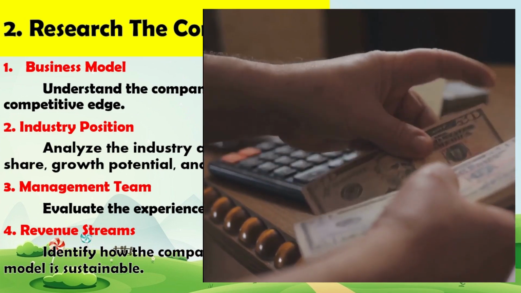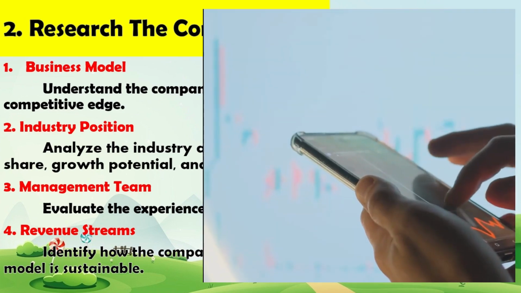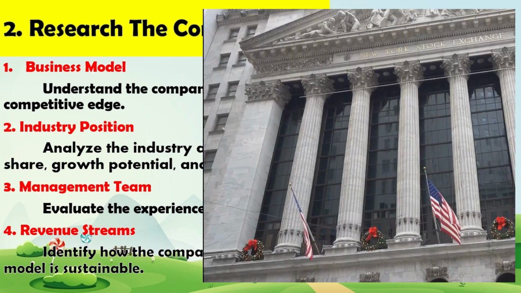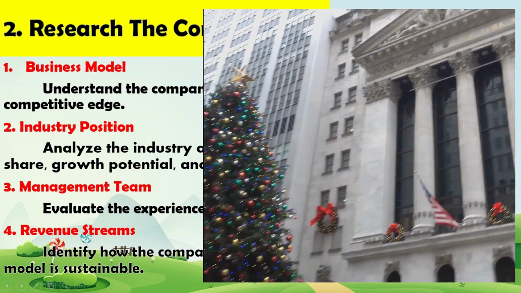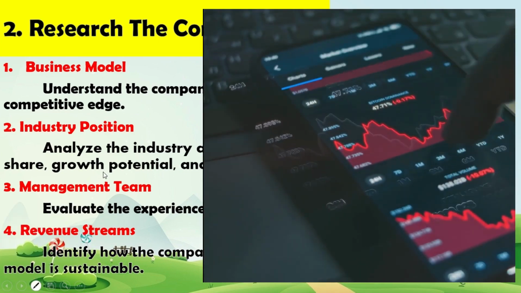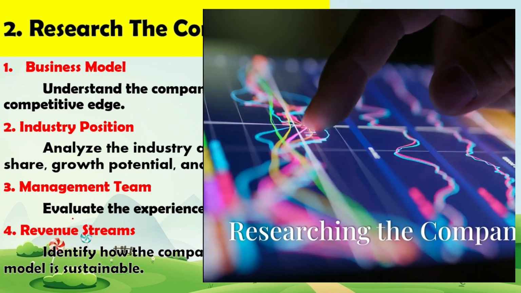For the second one, research the company. As an investor, the first thing you need to do is research the company based on these four major areas. What are the four major areas? Business model, industry position, management team, and revenue streams.